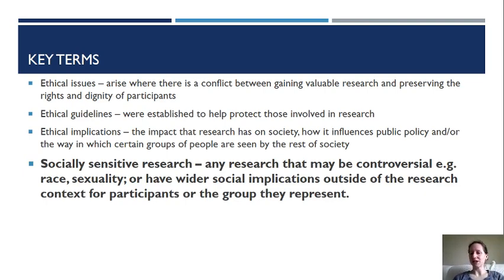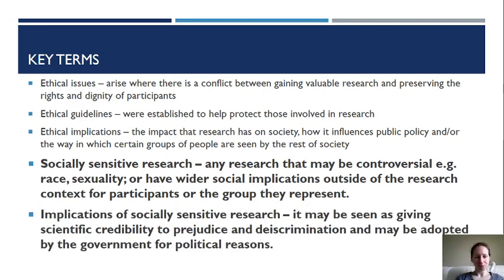Socially sensitive research, that just means any research that might be controversial, for example research into race or sexuality, or research that has wider social implications outside of the research context for participants. So for example, if research shows something negative about a certain social class or a certain race, that can have wider social implications outside of just the research. If other people learn about this research, it can have negative implications for those people.